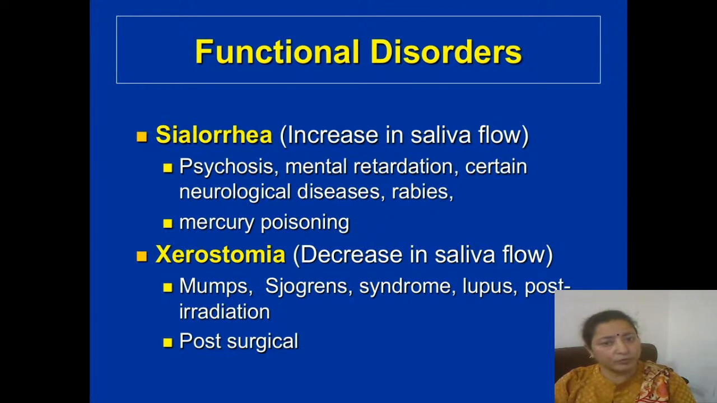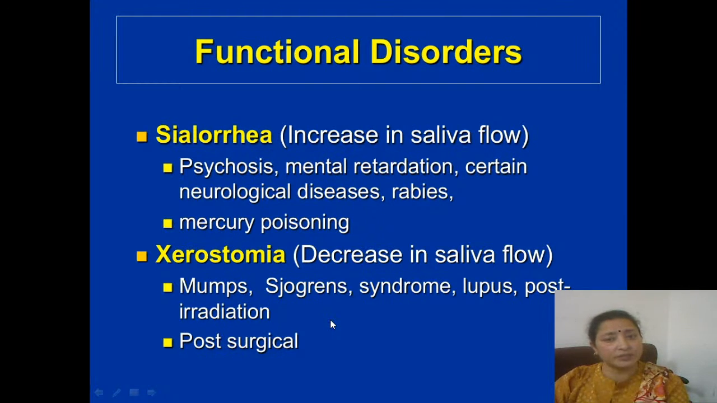Sialorrhea: the patient keeps on dribbling the huge amount of saliva that's produced in the mouth. There are certain conditions like psychosis, mental retardation, neurological conditions, rabies. You must have read about mercury poisoning in forensic medicine. Then there is dryness of the mouth because of lack of saliva itself. There are conditions like mumps, Sjogren's syndrome, lupus, post-irradiation, post-radiotherapy.